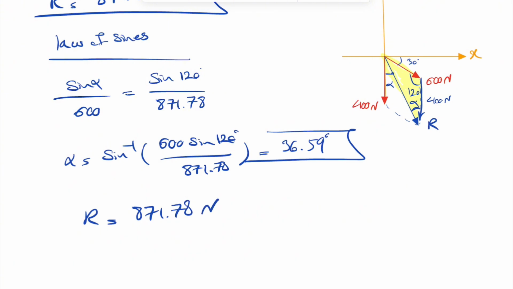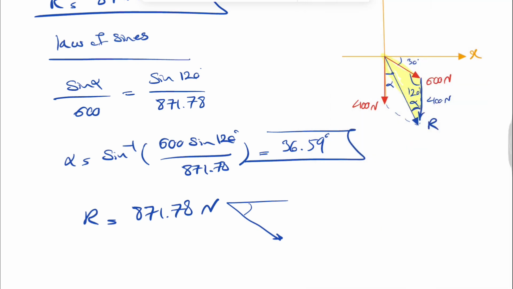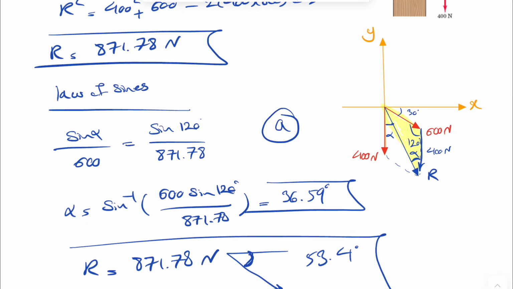So if we want to report our R, it would be 871.78 newtons, and the angles that it makes. So we found the angle between R and the y-axis, which is alpha. If we want to find that angle with the x-axis, we simply have 90 minus 36.59, which is going to be 53.4 degrees, and that angle would be the angle of R with the x-axis. So that was the A part of the question.